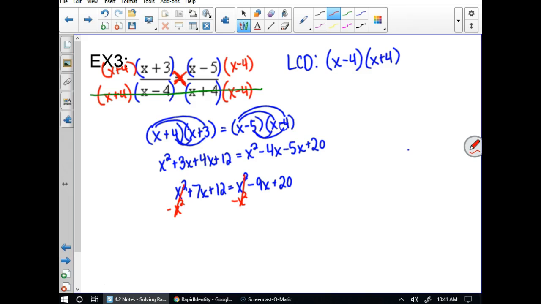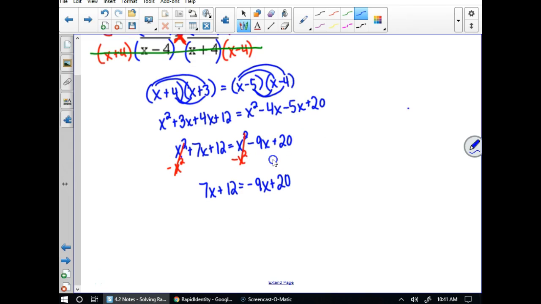So you could try solving it like a quadratic, but the x squareds are going to cancel. So that leaves us with 7x plus 12 equals negative 9x plus 20. And then you want to move your x's first. I would add that 9x to try to avoid some negatives. So we get 16x plus 12 equals 20. I would subtract 12. So 16x equals 8. And I would divide by 16.